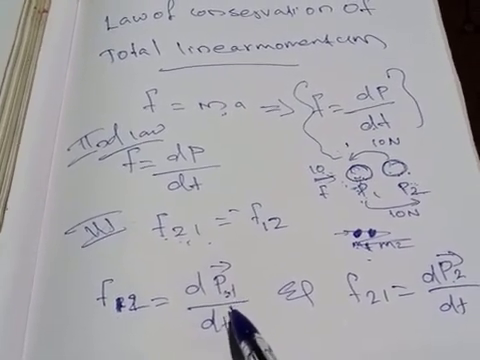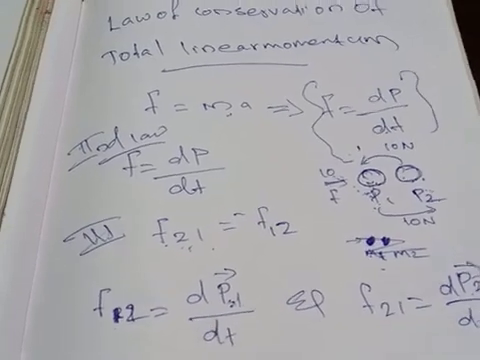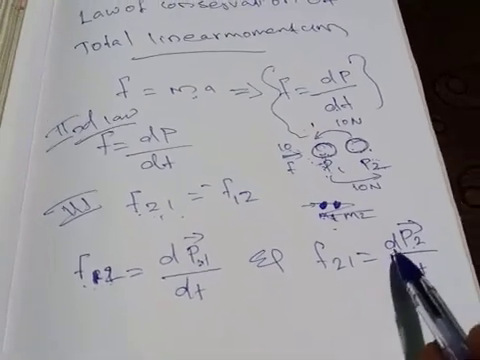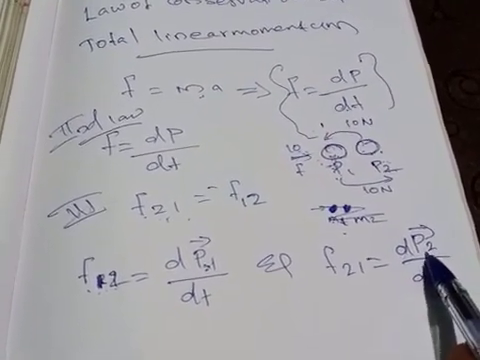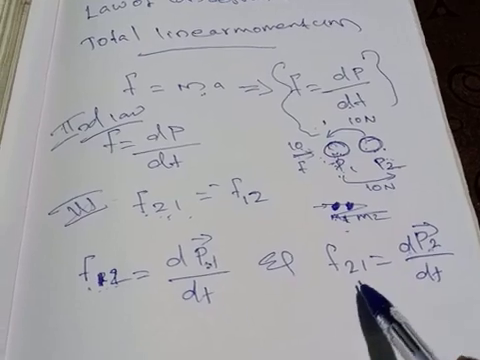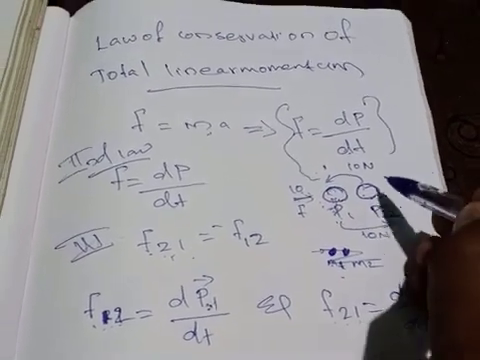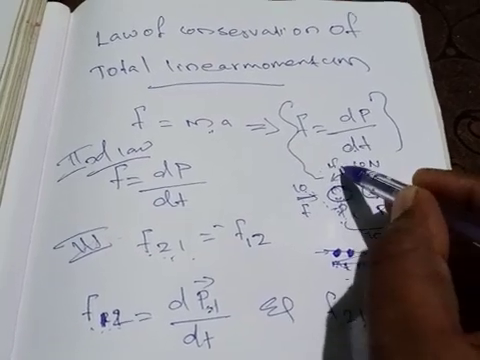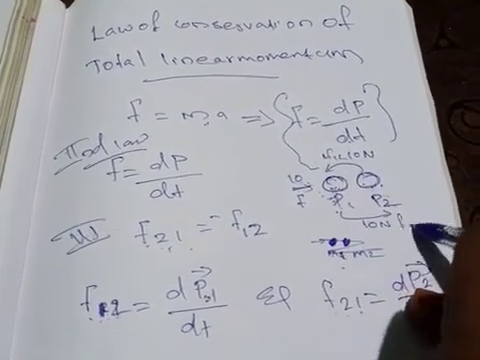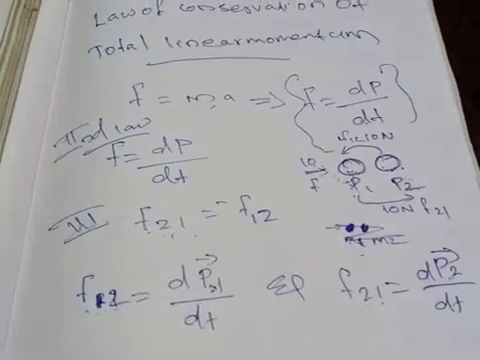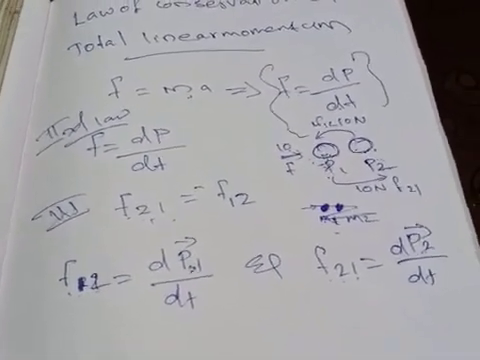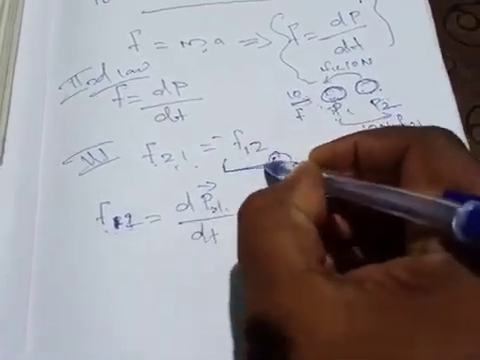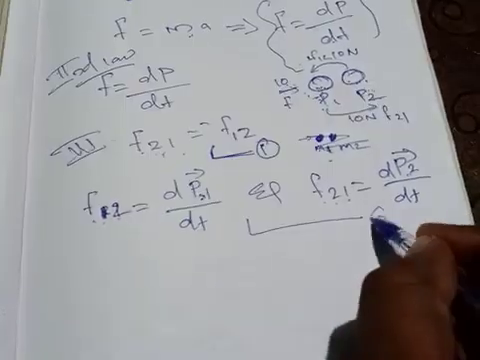It is the momentum of particle 1, and why is it changing? Due to the force F12. And the same thing here, you can see the momentum of particle 2 is changing because of the force F21. So from here, force F12 is acting, and from here, force F21 is acting. So due to this force, the momentum is also changing. So you can take this as equation 1, and this as equation 2.